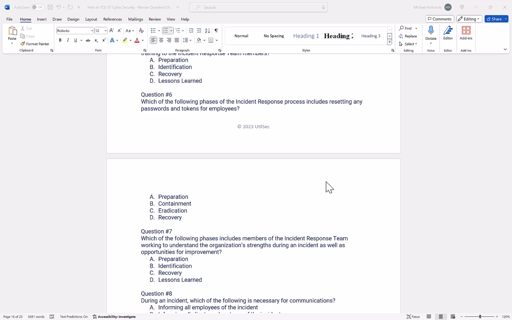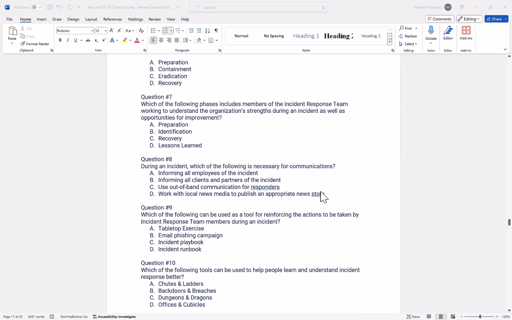All right, question number 7, which of the following phases includes members of the incident response team working to understand the organization's strengths during an incident, as well as opportunities for improvement? That was the very last phase. Remember, lessons learned, or D, where we come back after an incident to determine, hey, what did we do well? What were our strengths? And then, hey, where could we improve? So that way we make ourselves better for next time, because there's going to be a next time. So lessons learned, B. Question number 8, during an incident, which of the following is necessary for communications?